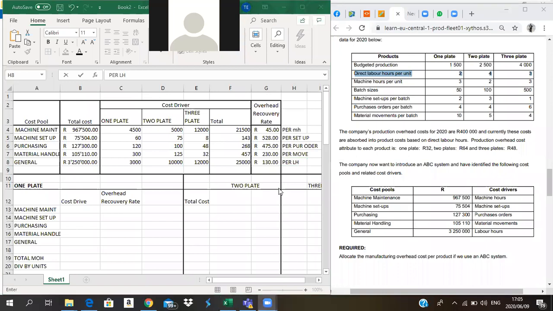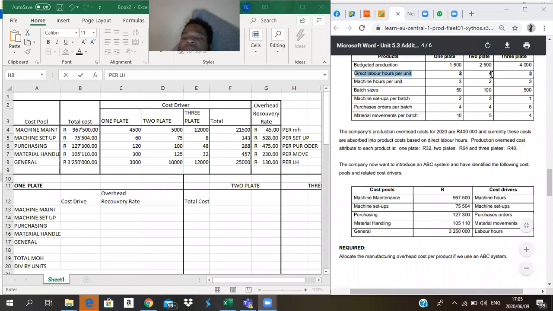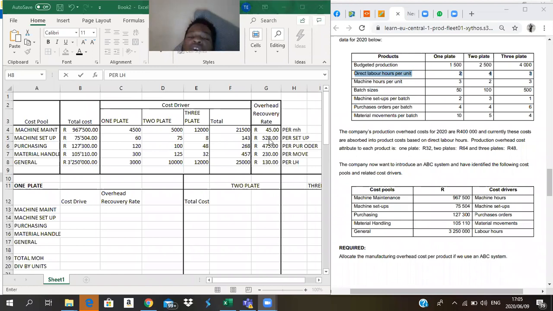How did I get the 10,000? This 10,000 here is 2.5 times 4. The 10,000 is for two plates. So for two plates, guys, I have 4 hours per unit, so I'm going to take the four times the 2.5 there. Oh, okay. Thank you. So now we are done, guys, getting our overhead recovery rate, which is the first step.